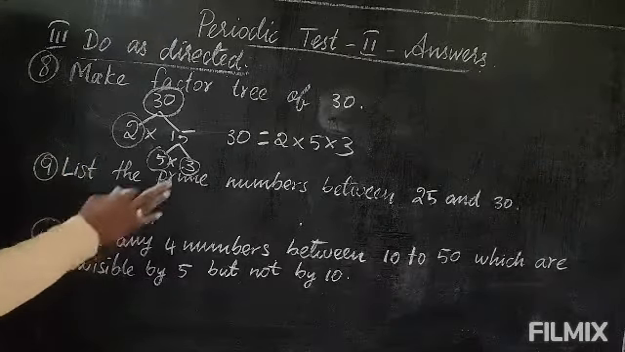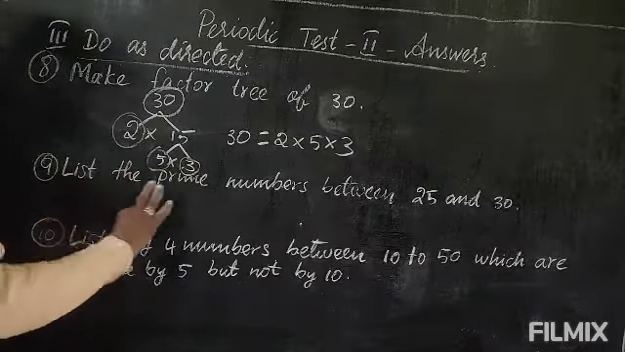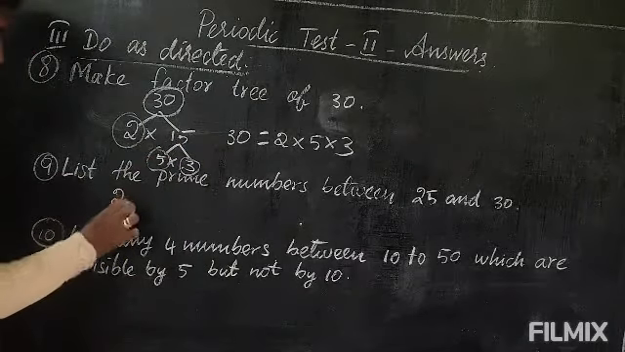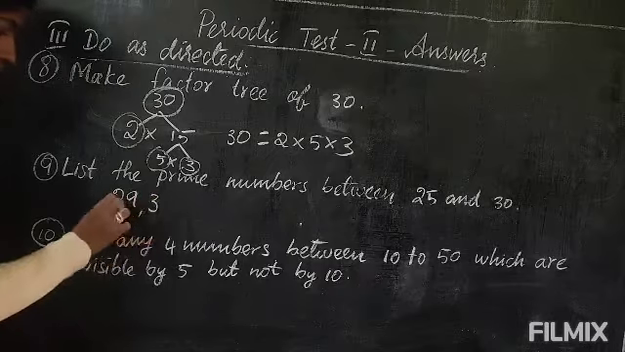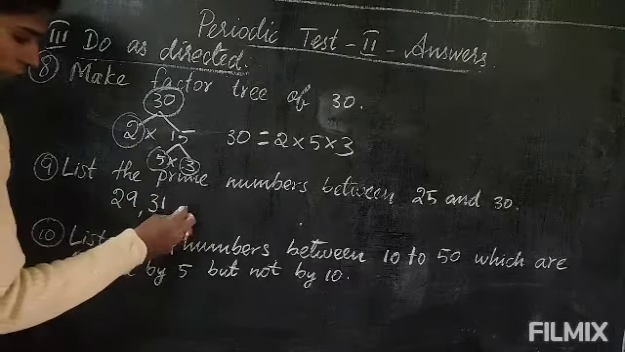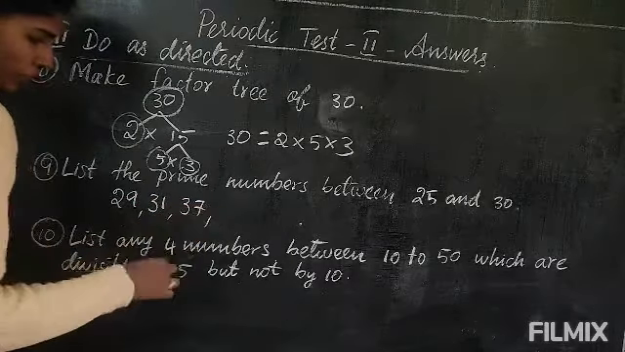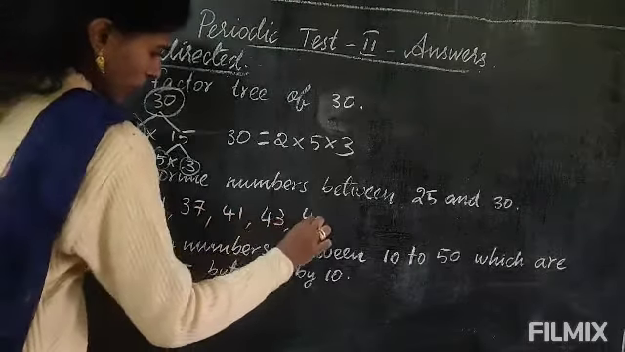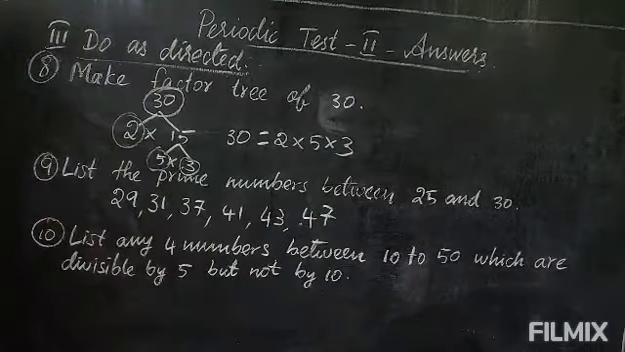Next one, list the prime numbers between 25 and 30. So this I don't need to by heart. So now I will write fast, so you can by heart it. After 25, the next prime number is 29. Again 31. Then after that 37, 41, 43, 47. So these are the prime numbers after 25.